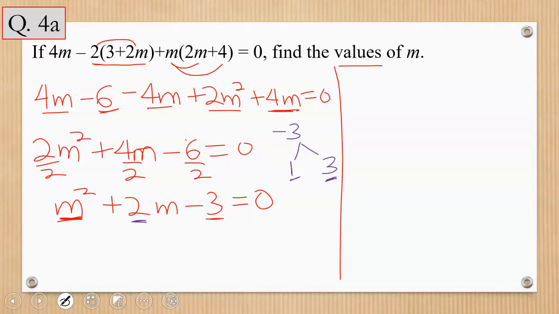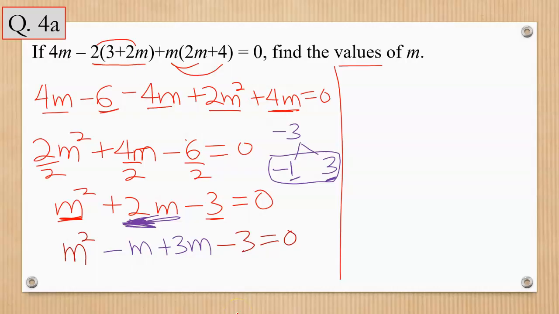But then I have to consider the number over here to see whether I will negate the 1 or negate the 3. Because this is positive, I will negate the 1, so that when I add 1 and 3, I get positive 2. Now that I know this, I'm going to replace the 2m. So my equation is now m squared minus m plus 3m minus 3 is equal to 0. You can see clearly that this portion has replaced the 2m. Of course, negative m plus 3m will give you 2m.